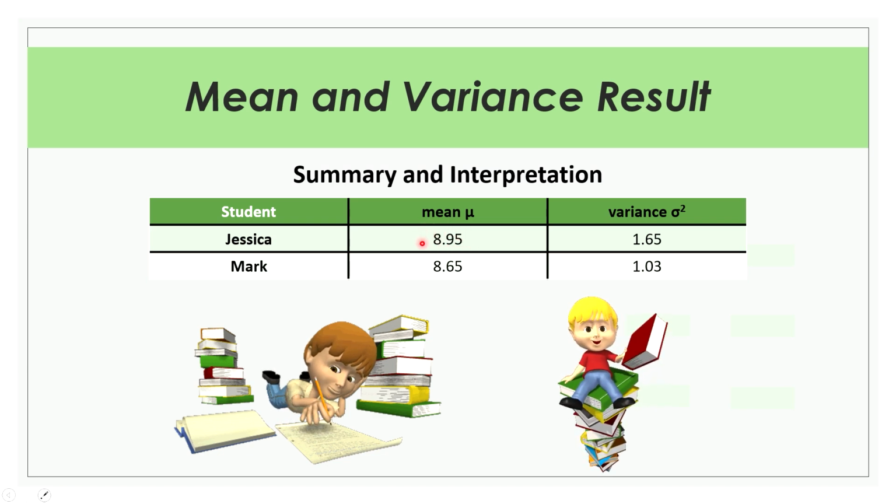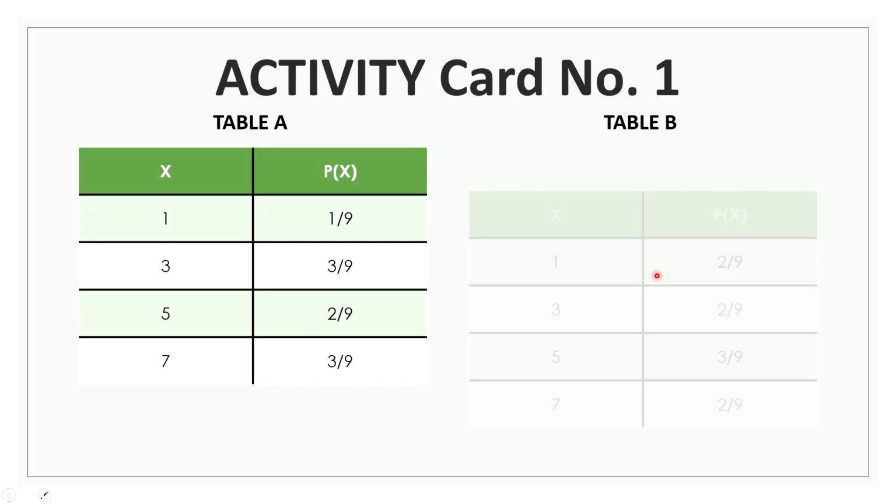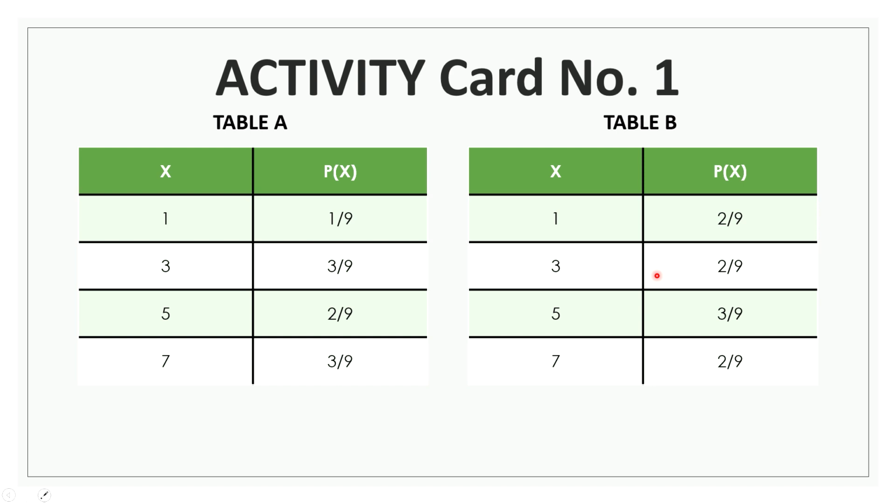And then yung kay Mark naman, Mark's scores are more consistent because he got less variance than Jessica. So mas maliit yung variance ni Mark. So it means ang mga score ni Mark ay consistent. Okay, let's continue. So for your activity, card number 1, find the mean and the variance of these two tables of values. This is our given. So ito na yung ating mga table of values. So hahanapin daw natin yung mean at saka variance ng dalawang table na to.